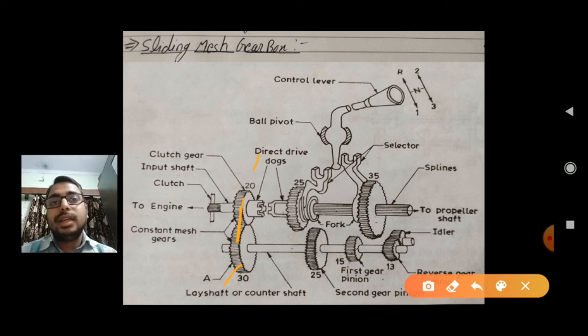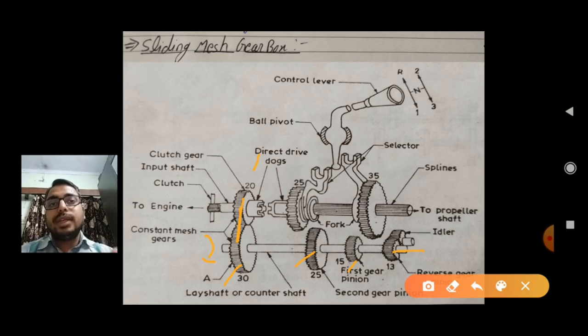So here the torque transmission is higher, and all the gears attached with this lead shaft, the second gear pinion, first gear pinion, reverse gear or idler gear pinion, are all rotated with the same speed. Now we want to shift the gear.